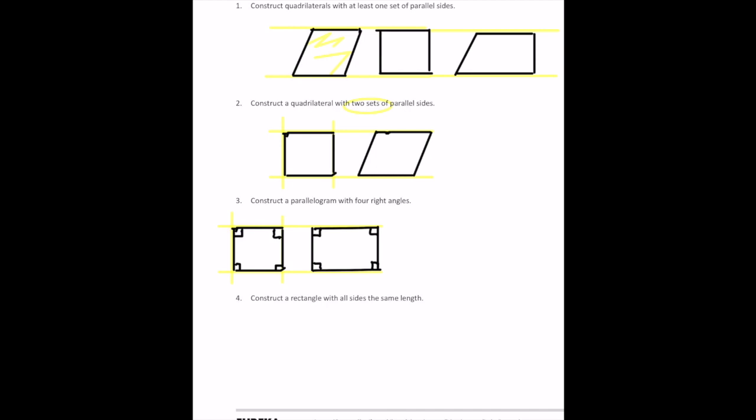Okay. Then 4 says construct a rectangle with all sides the same length. Again, let's say that this is about as accurate as we get. If it has all sides the same length and it's a rectangle, then it's a special rectangle, and that's called a square. And we can see it's the same as that because it's a rectangle, which means it must have 4 right angles.